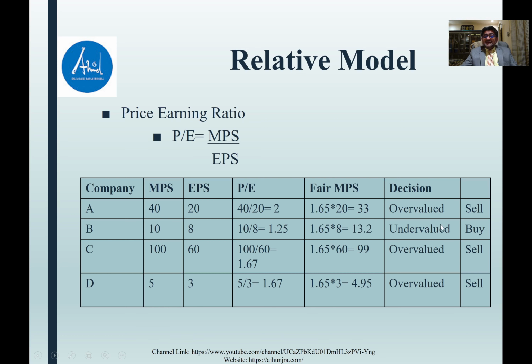Then if you can buy that share, buy the shares of stock of company B. Look at C. Market price, that is 100, but the fair is 99. But there is a nominal difference. And again we can talk about the decision that it is overvalued. You can sell. If we look here, the market price is 5 and the fair is 4.95, that is also overvalued, you can sell.